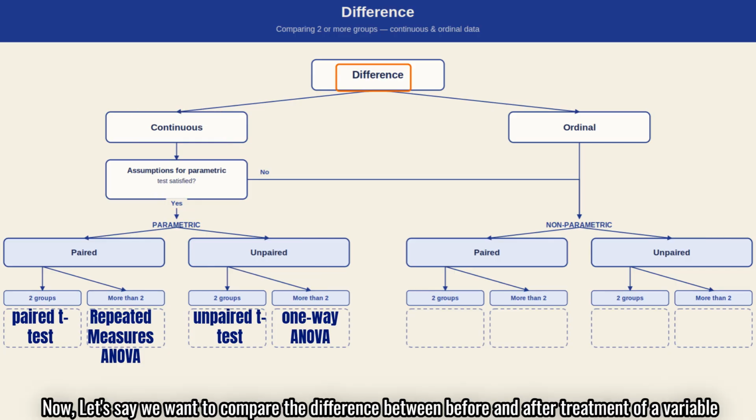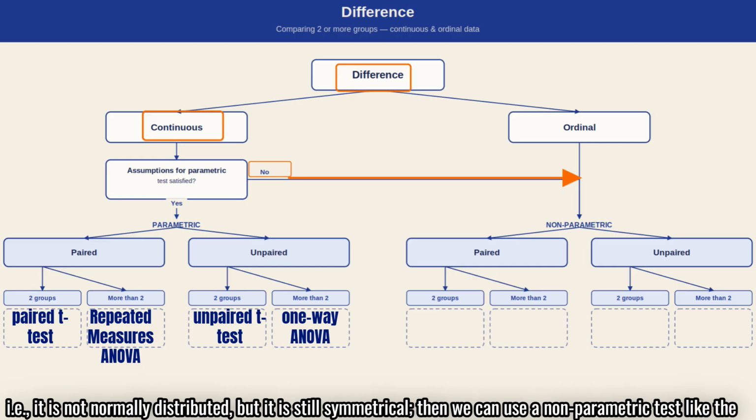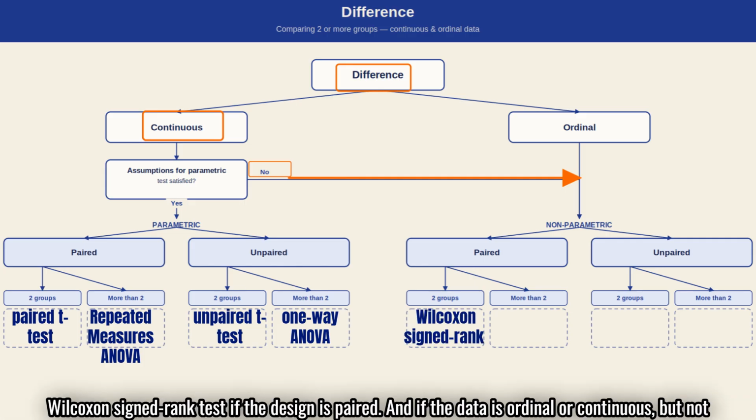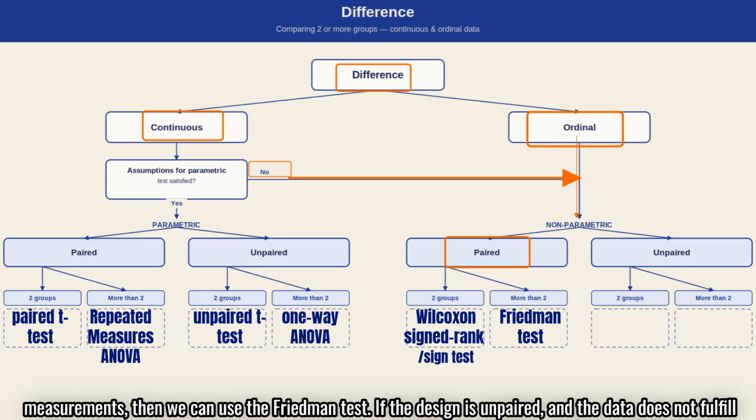Now, let's say we want to compare the difference between before and after treatment of a variable measured on a continuous scale. But this time, the data did not fulfill the assumption for a parametric test. That is, it is not normally distributed, but it is symmetrical. Then we can use a non-parametric test like a Wilcoxon signed rank test if the design is paired. And if the data is ordinal or continuous but not symmetric in nature, then we can use the sign test. And if we have more than two groups or more than two measurements, then we can use the Friedman test.